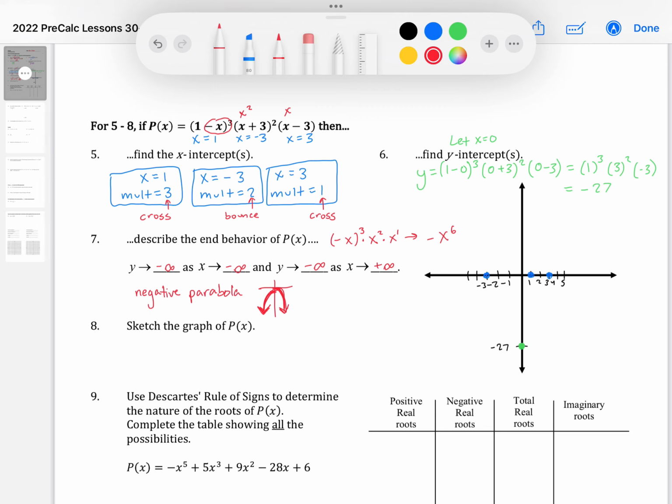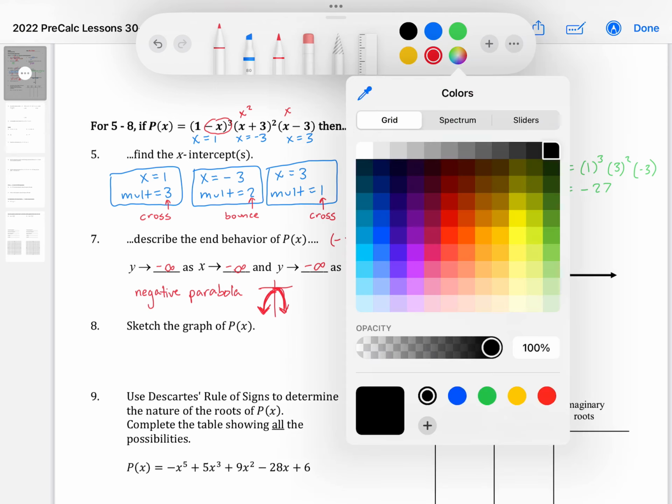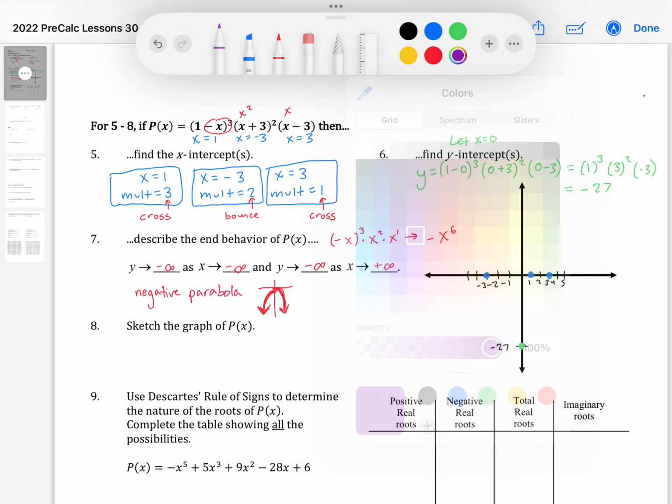So if we look at number 8 now, we can put all of that information together and we can say, okay, I know I need to cross at this negative, or bounce at this -3 solution, and I'm starting from negative infinity.